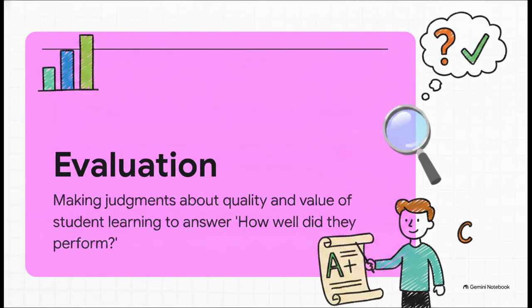Evaluation, on the other hand, is a completely different beast. It's the process of making judgments about the quality, effectiveness, or value of student learning. It answers the much deeper question: how well did the learner perform? This is where the teacher steps back, looks at the evidence, like Maria's 27, and makes a decision based on the extent to which the actual instructional objectives were achieved.